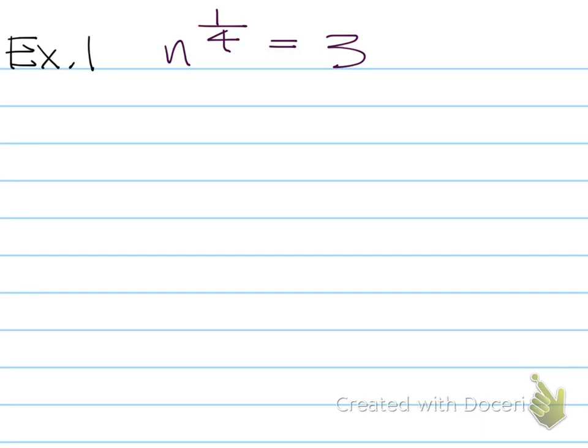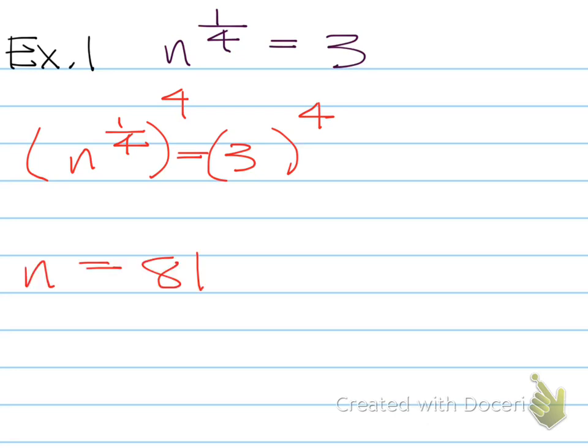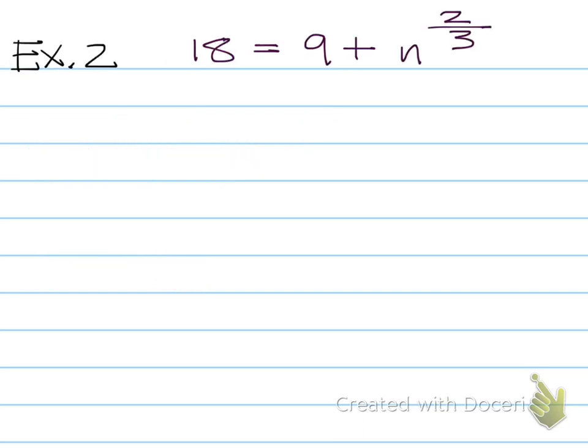All right, so for this first example, to cancel the 1/4 power, we need to do the inverse of that and raise both sides to the 4th power. The 1/4 times 4 is just 1, so we have n to the 1st power equals 3 to the 4th power, which is 81. And then here we want to isolate the term that has the fractional exponent, so we're going to subtract 9 from both sides.